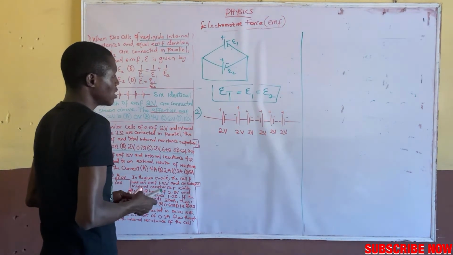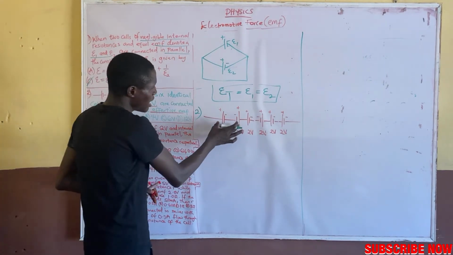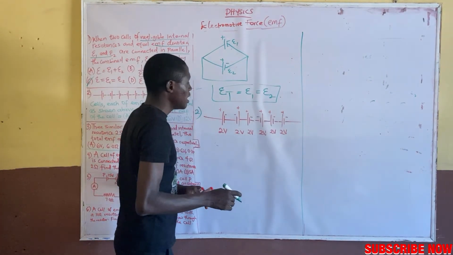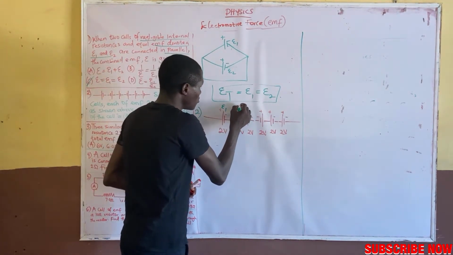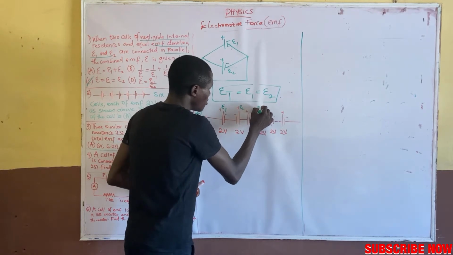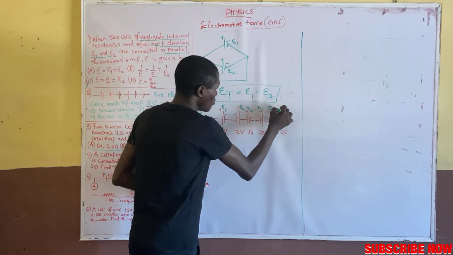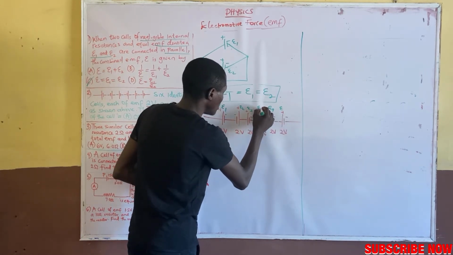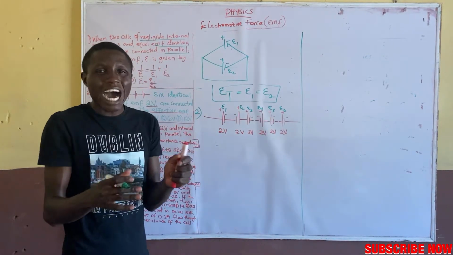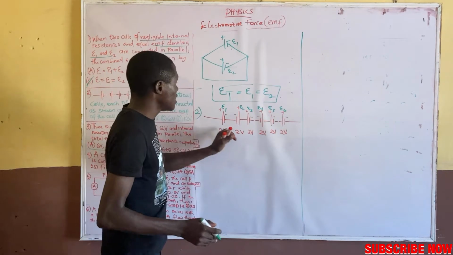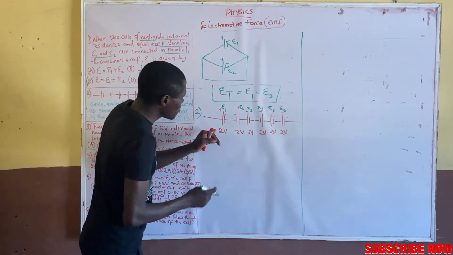Now, let's look at this together. You can see here, this set of EMF is connected in series. This is EMF 1, EMF 2, EMF 3, EMF 4, EMF 5, and EMF 6. And these EMFs are connected in series together, and that says you calculate the E total.